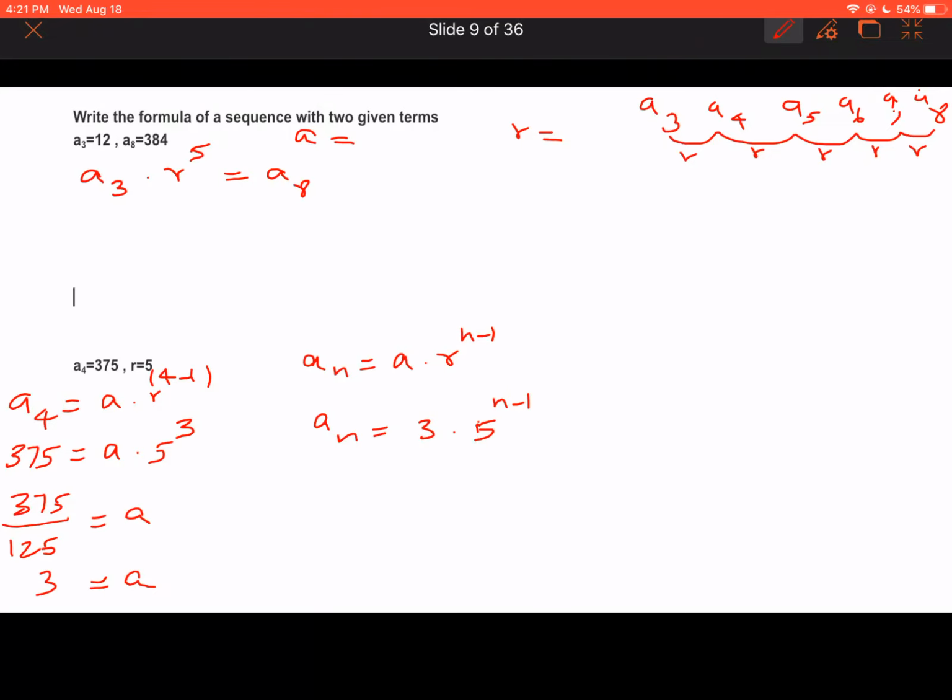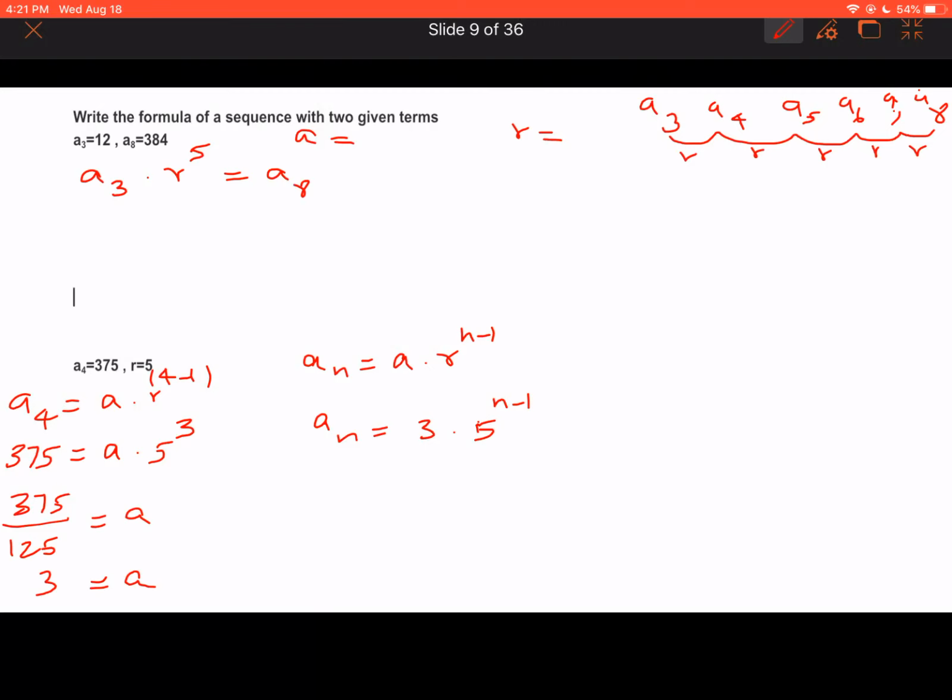This is the same as what we did when finding the difference between arithmetic terms. Here we are finding the ratio between the geometric terms. So there are 5 terms in between, so there are 5 ratios in between these 6 terms. We write a3 times r to the power of 5 will give you the value of a8.